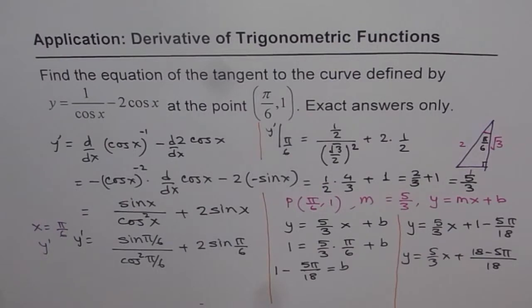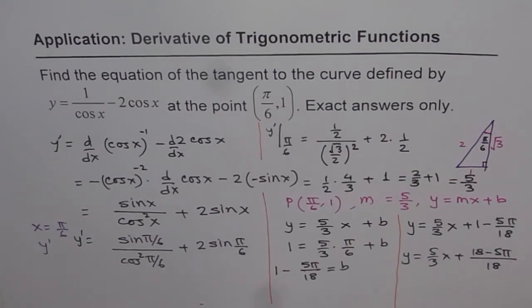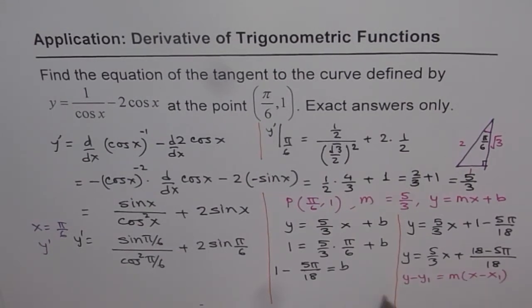So that's how you should be doing it. The idea here is to first find the derivative as you normally do to find the equation of a tangent line, and then find the slope at the given point. Use y equals mx plus b. You could also use the other equation of a line, y minus y1 equals m times x minus x1, and then you could get the standard form equation very easily from this. That is an advantage. Both ways are correct.